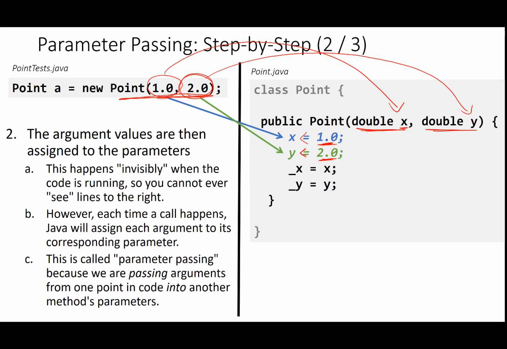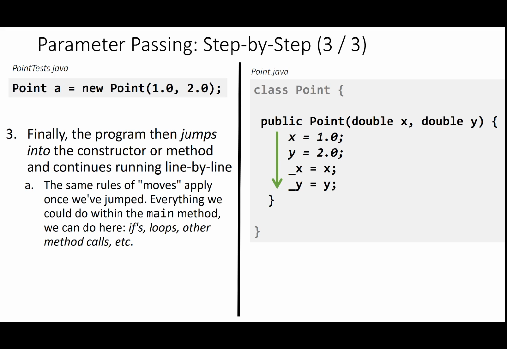So I would recommend, if it didn't make sense the first time through, try watching again and then try playing around with this a little bit in hopes that it will. So the last step, once we've assigned our parameters, the values of the arguments we're passing in, we continue on through our code in this method or constructor, line by line, just the same way we did before. Anything we could do in the main method, like loops and if statements, or other method calls or other object constructions, that can all happen here as well.